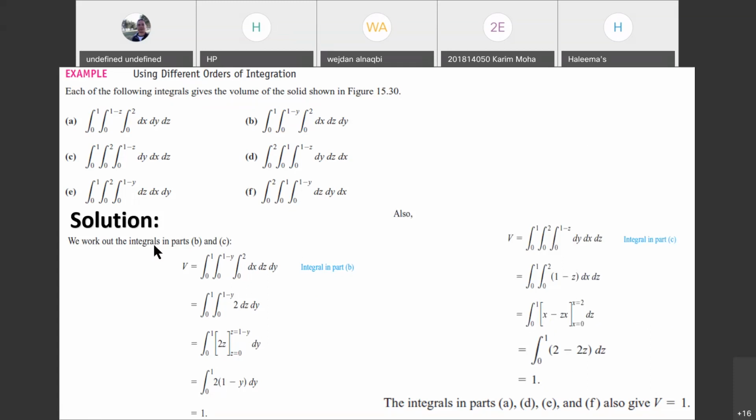What is the meaning of this one? There is no function here; the function is equal to 1. So this is a volume element, and the result of the triple integral will be the volume. The volume of what? The volume of this shape, which is like a wedge. So all of these 6 formulas give me the same answer, which is the volume of this wedge. Yes, this is my surface.